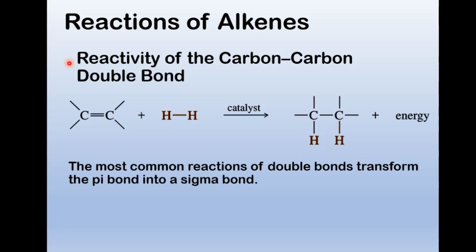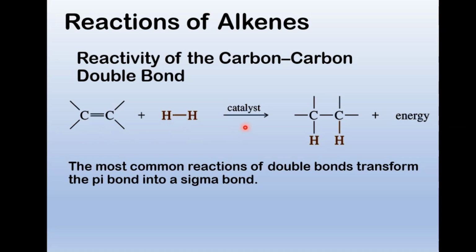On to reactions of alkenes. The double bond is the functional group. It has known chemistry. Like I said, it's electron rich, and so we're going to look at what we might call addition type reactions. And here we see hydrogen being added across the double bond.